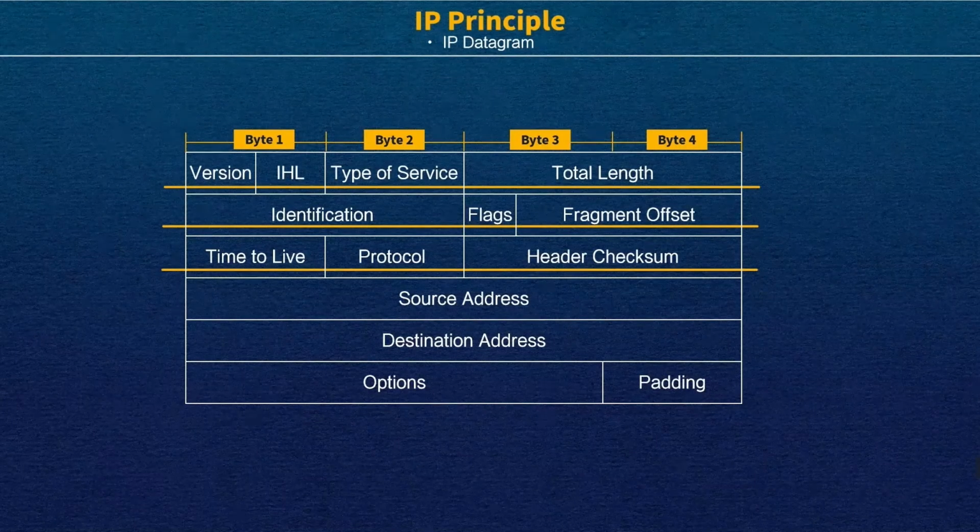The time to live is used to avoid loops. When you send out a message and the router sends it to the next hop, the TTL value will be reduced by 1. And the maximum number is 255. So if there is a loop, finally the TTL value will become 0, and then the packet will be discarded. So this is the function of time to live.